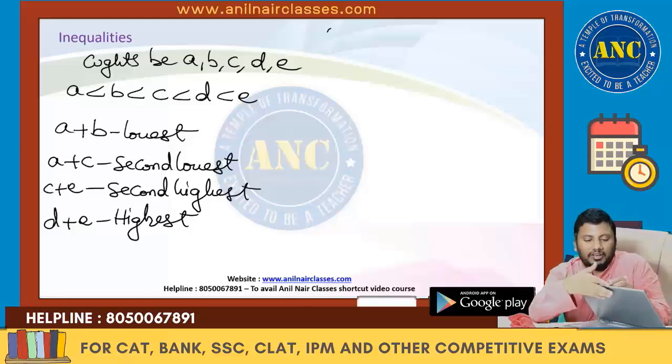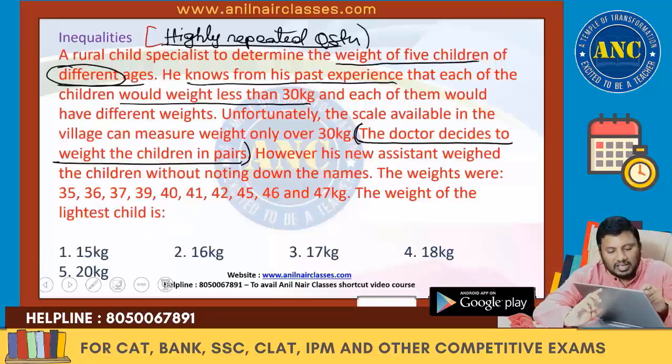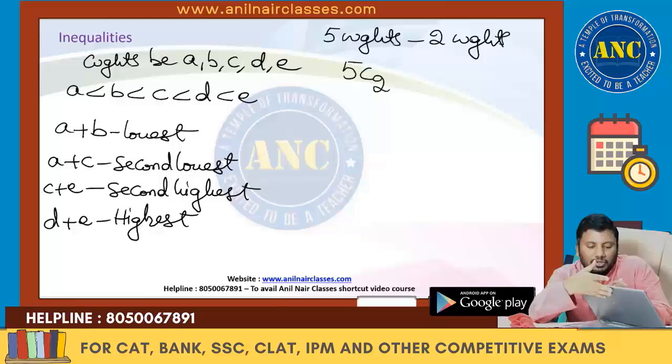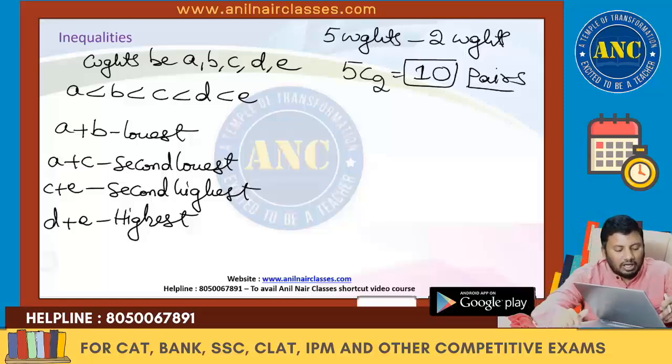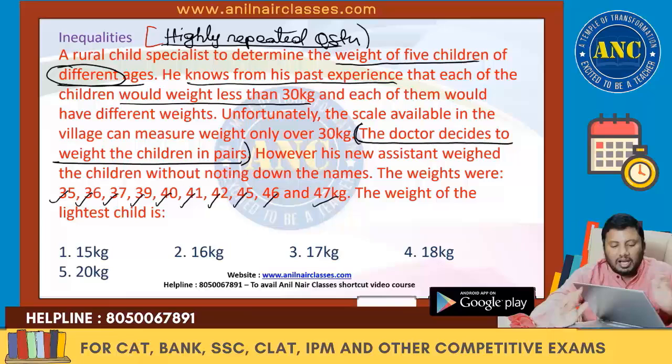So out of 5 weights, he is selecting 2 weights, in pairs. He said the doctor decides to weigh the children in pairs. Out of 5 selecting any 2, 5C2 is nothing but 10. So in total I should get 10 pairs in the question. 1, 2, 3, 4, 5, 6, 7, 8, 9, 10. I got 10. Now we can assign the values.